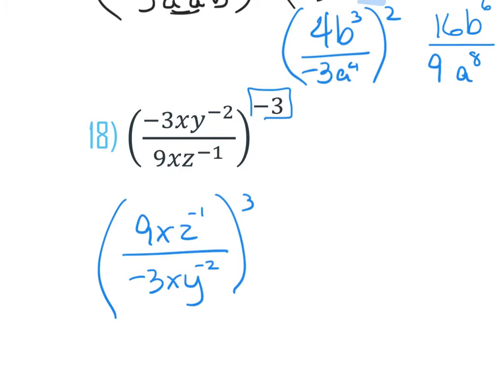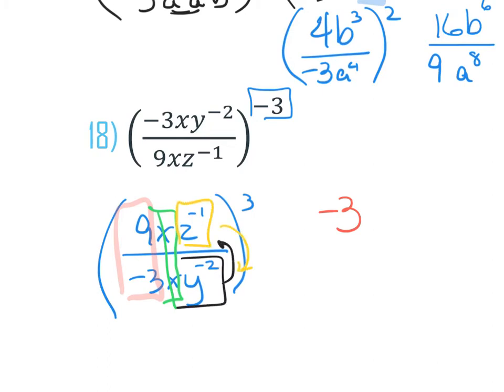All right, so I'm going to work with the coefficients. 9 divided by negative 3 is negative 3. Then I'm going to work with my x's. 1 minus 1 is 0. Anything to the 0 power is 1, so those are gone. Now, no z's in the bottom, no y's in the bottom, so in this particular case, I'm just going to flip their spots. So this will go up, this will go down.